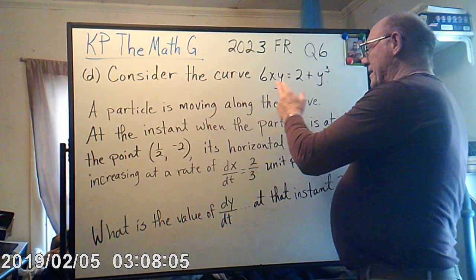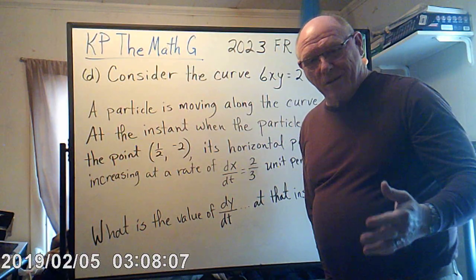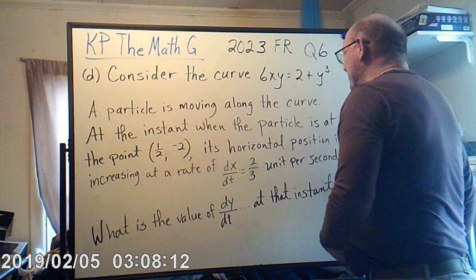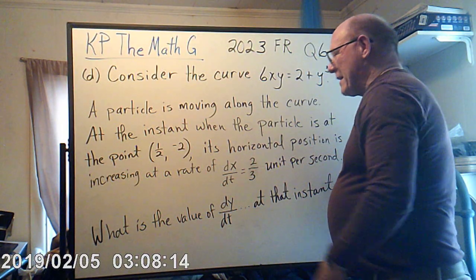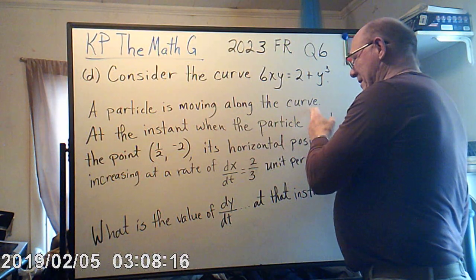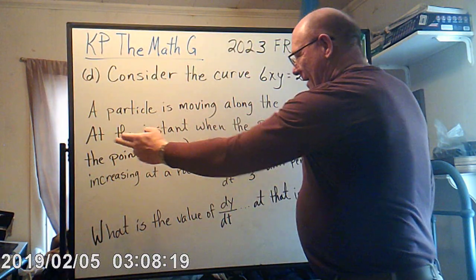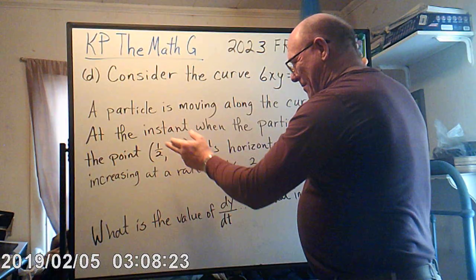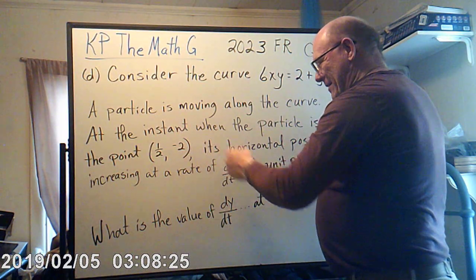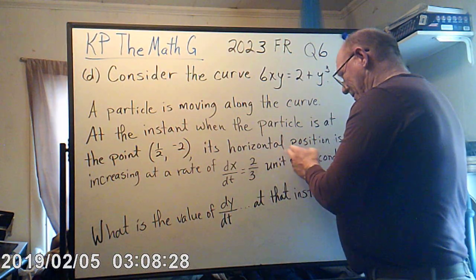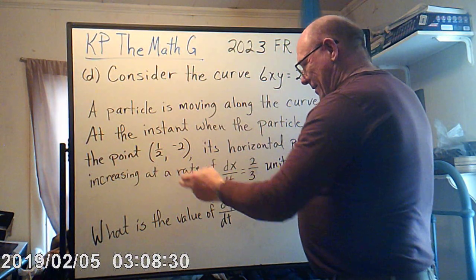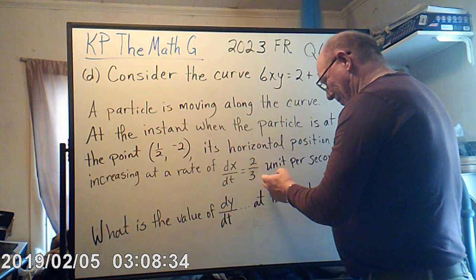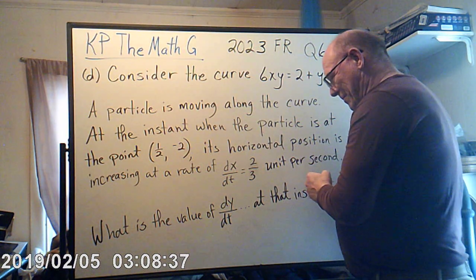Just consider the curve, and I'm going to show you how you can figure this out. Okay? Consider the curve 6xy equals 2 plus y cubed. A particle is moving along the curve. At the instant when the particle is at the point (1/2, -2), its horizontal position is increasing at a rate of dx over dt equals 2/3 unit per second.